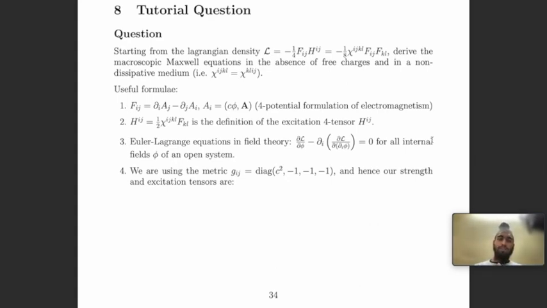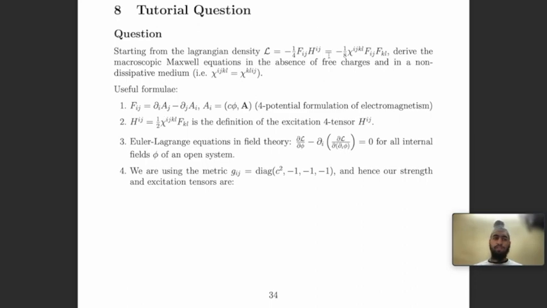So the question asks you to start from the Lagrangian density for electromagnetism, which has been provided here as -1/4 F_ij contracted with H^ij. That is the field strength tensor and the excitation tensor, the definition of which has been provided here in terms of the constitutive tensor. You do not need to know the form of the constitutive tensor for this, merely the symmetries it has, right?